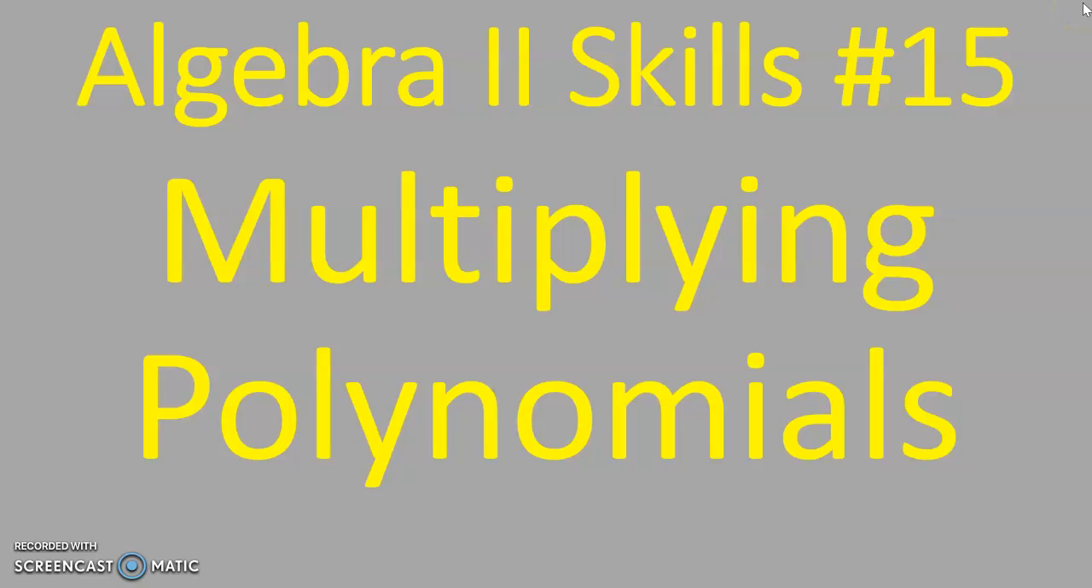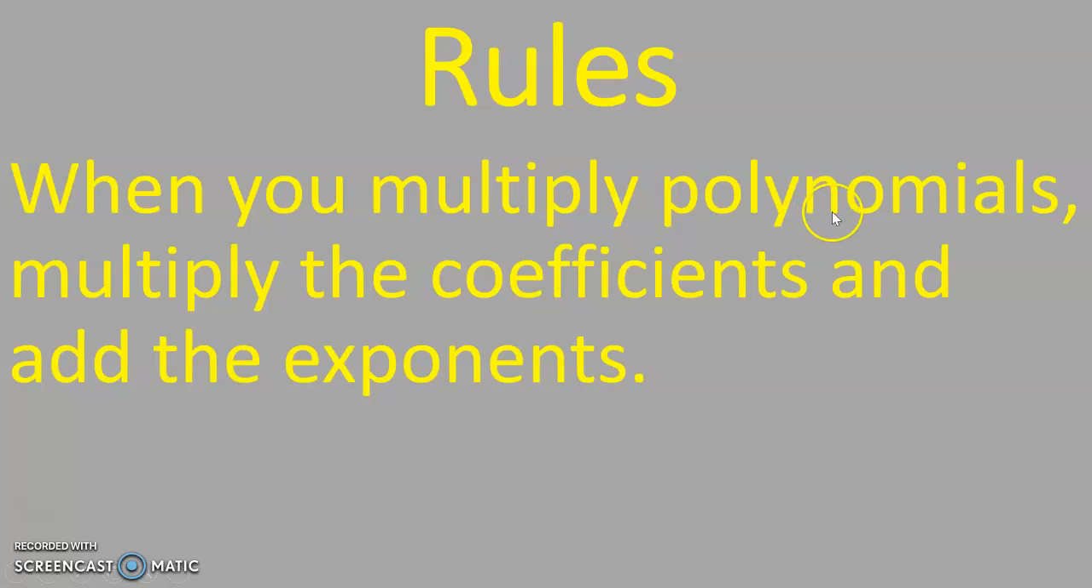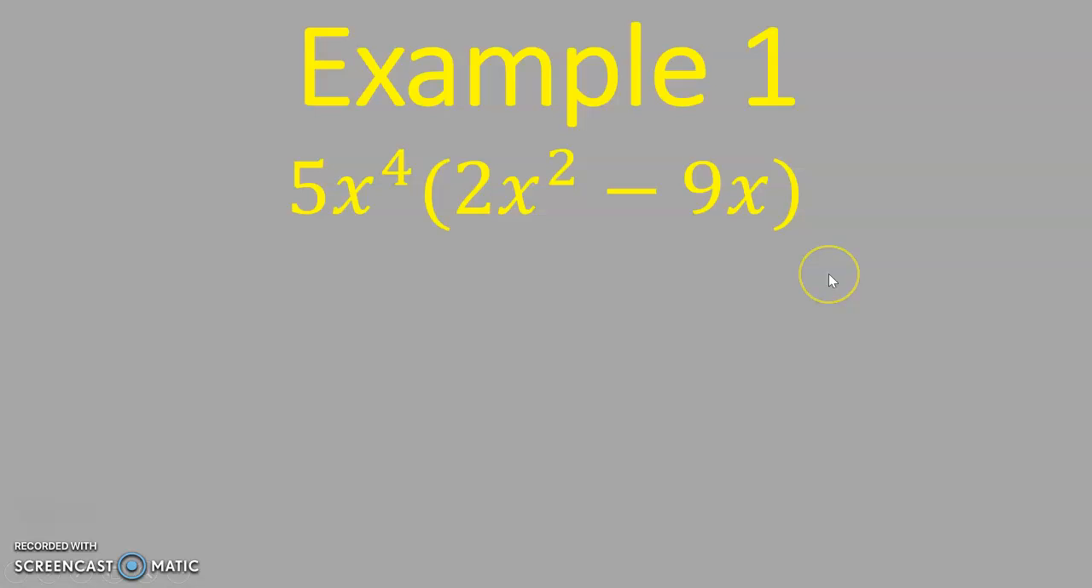Algebra 2 skills number 15, multiplying polynomials. So when we multiply polynomials, we want to multiply those coefficients and add the exponents. So let's look at some examples.